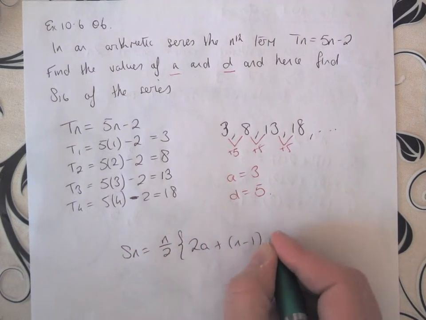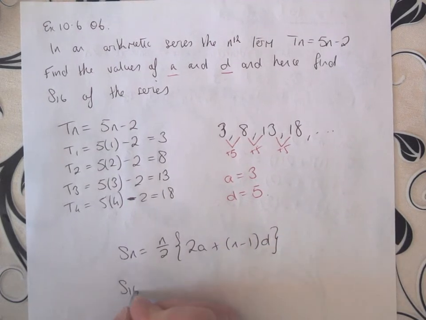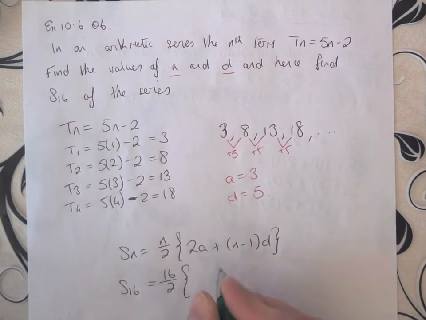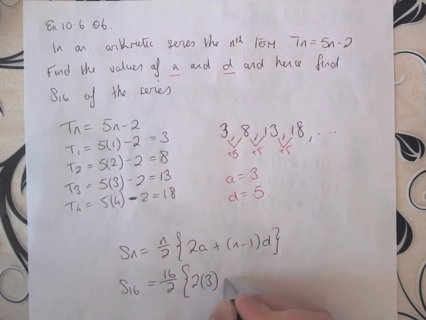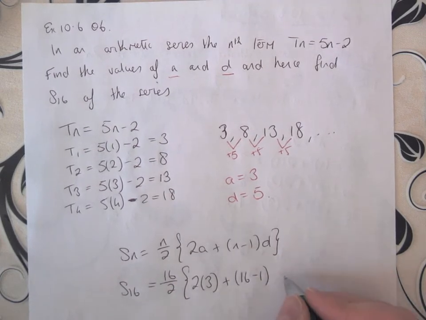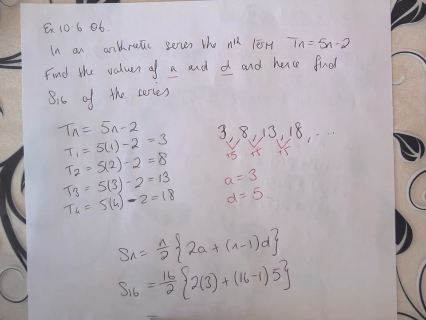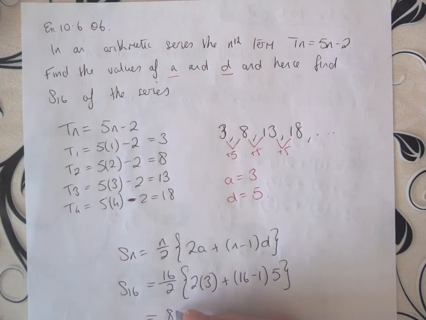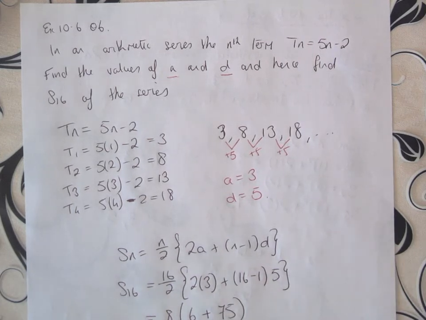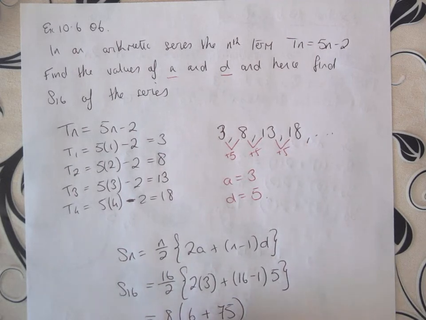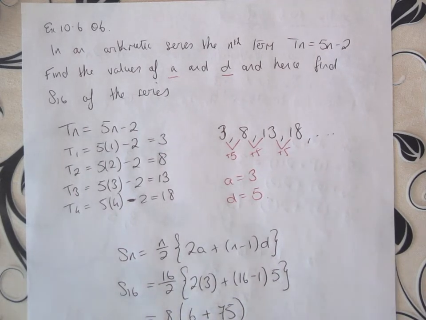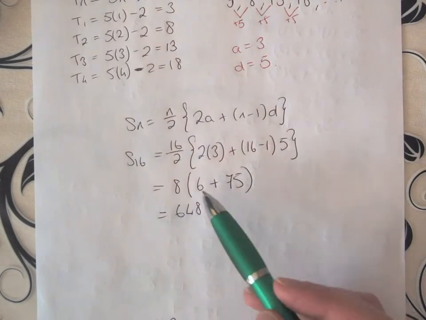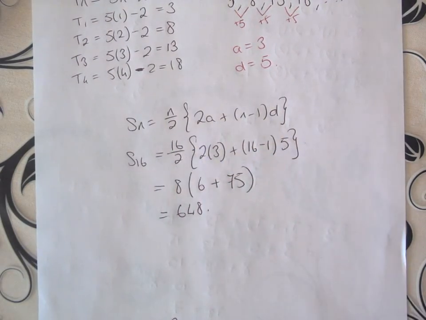This is in your logbooks, you don't need to know it off. So we're putting in 16 for n, a is 3, n is 16, d is 5. Enter your calculator. So 648 is the answer. Okay, you could just type all that in if you want. You didn't need to do the individual steps.